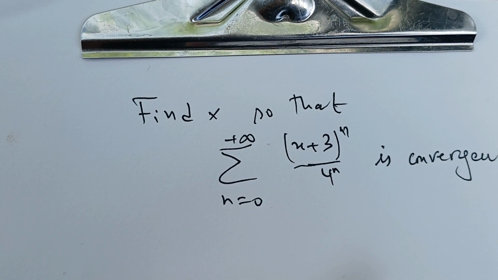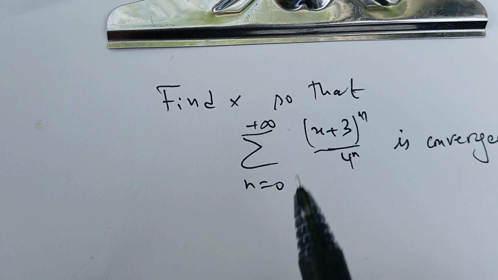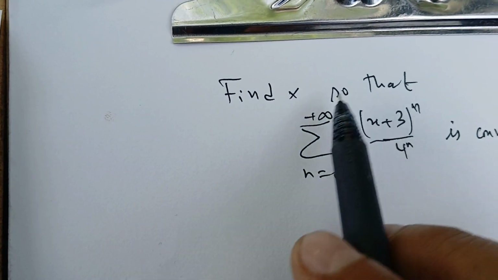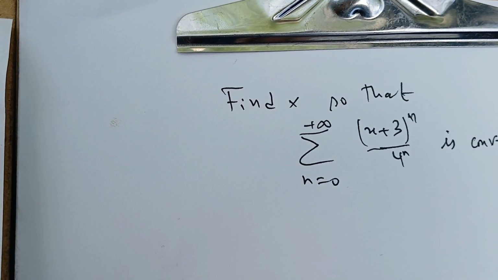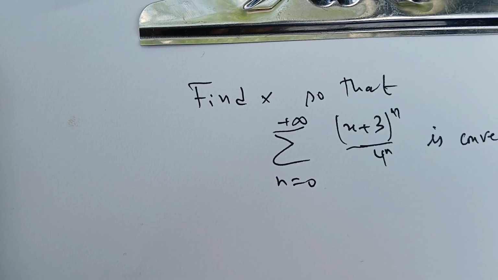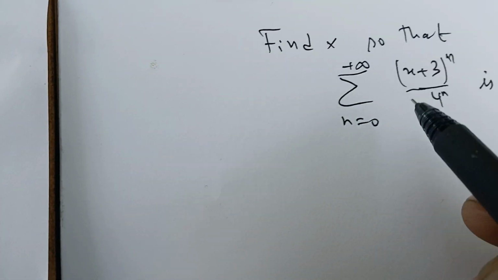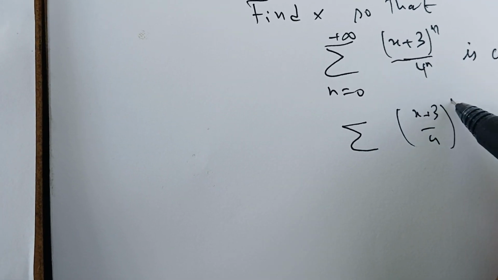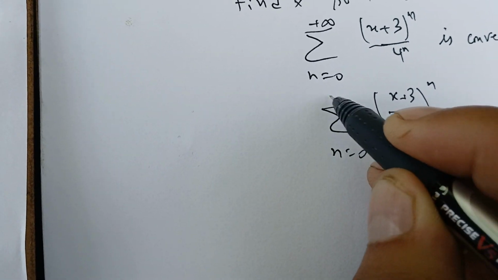In this video, we're going to try to find the values of x for which this series will be convergent. We see from this term that it looks like a geometric series, and we can rewrite it this way: the sum of (x plus 3 over 4) to the power n, with n going from 0 to infinity.